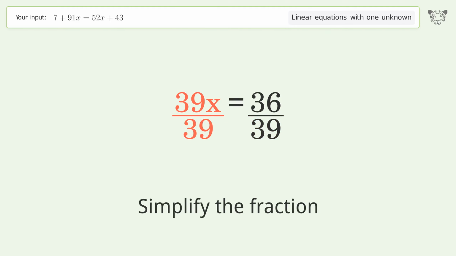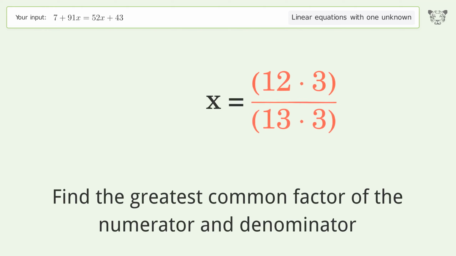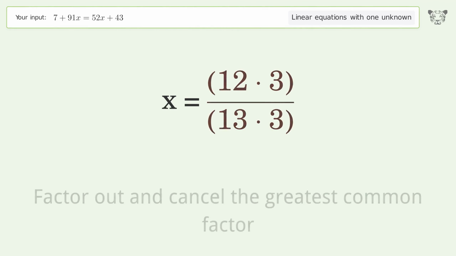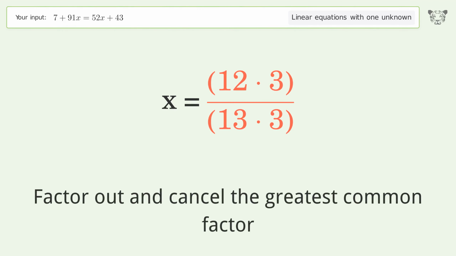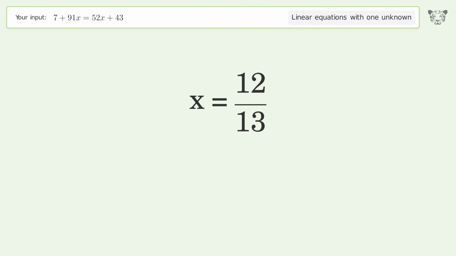Simplify the fraction. Find the greatest common factor of the numerator and denominator. Factor out and cancel the greatest common factor. And so the final result is x equals 12/13.